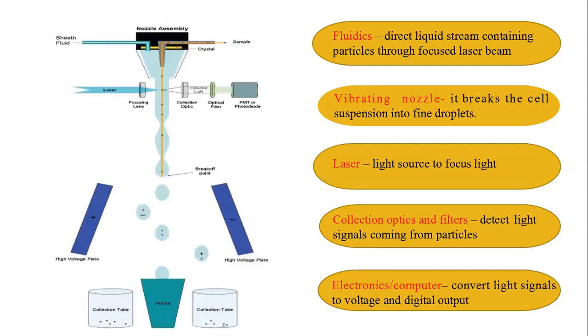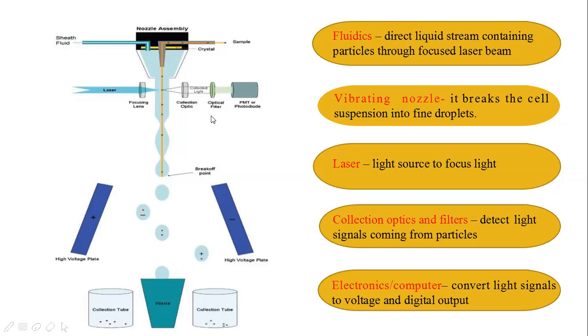So this is how you can perform your test. These are the collection tubes. This is the waste, which is not bound with the antibody we have added. The fluidic system maintains the flow of the cells and guides them to come one by one and hit the laser beam. The vibrating nozzle is there, and that is responsible for the flow or motion of the cells.